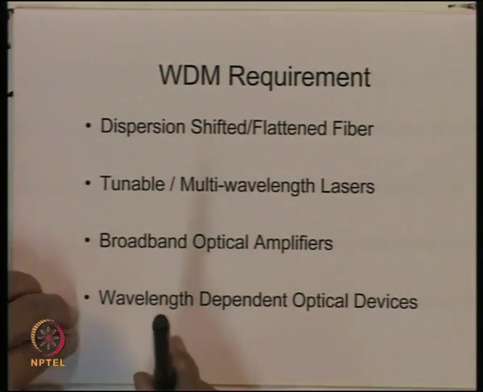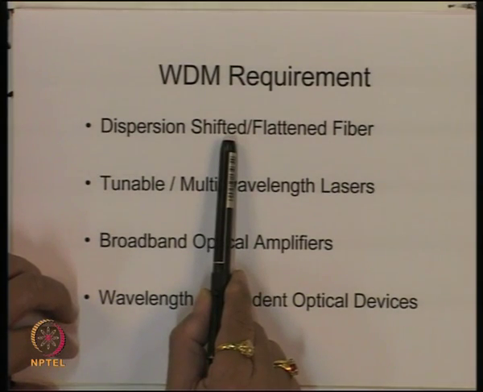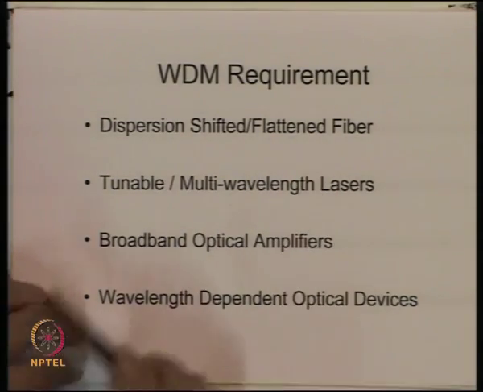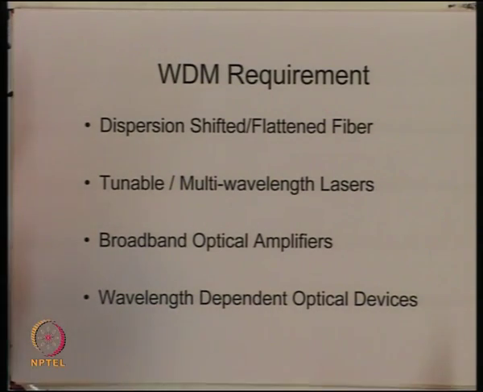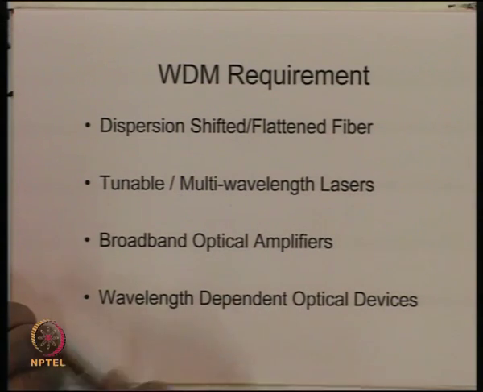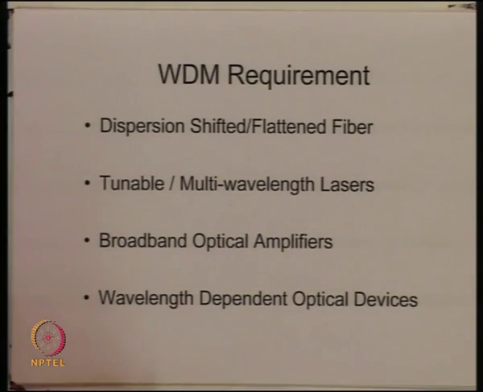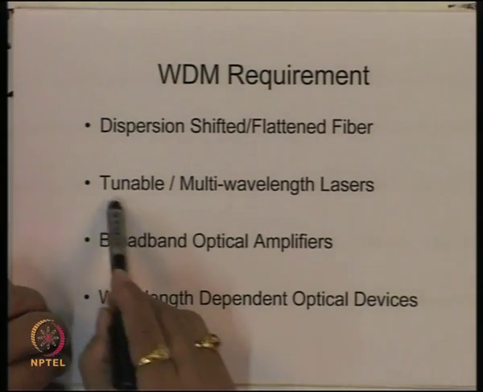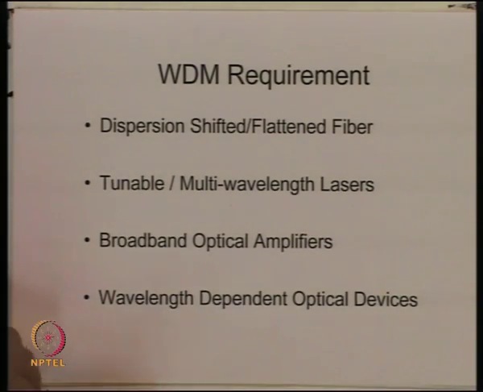So we require as a backbone for the WDM system a dispersion shifted fiber for 1550 nanometer use, or a dispersion flattened fiber which can give you very low dispersion over a very wide optical bandwidth. We will also require tunable or multi-wavelength lasers, also switchable lasers, because we can switch the information from one channel to another, and today's technology gives all this. But this is one of the important components which will be required for WDM systems.